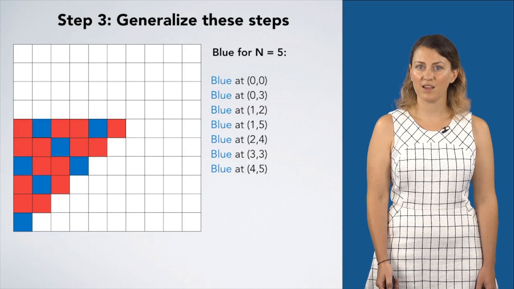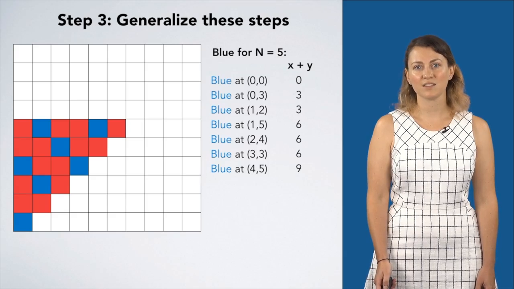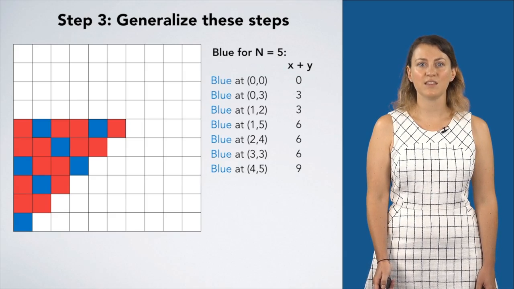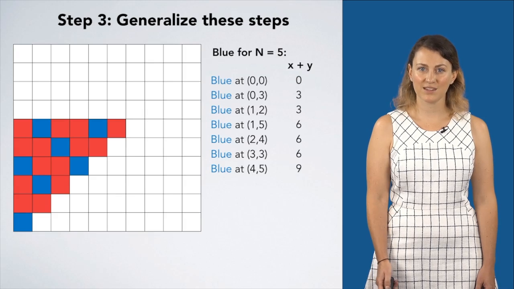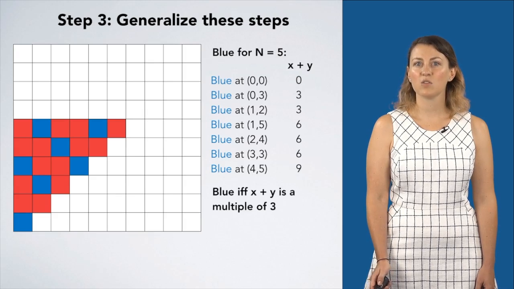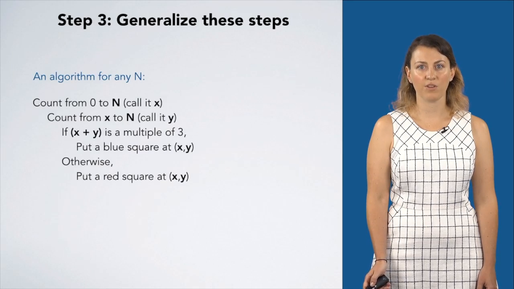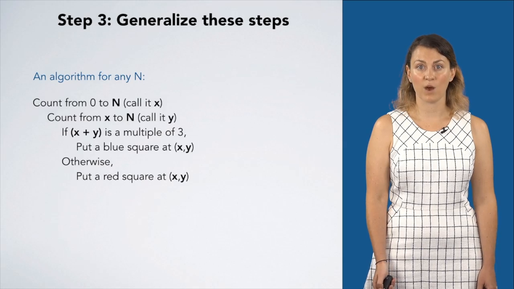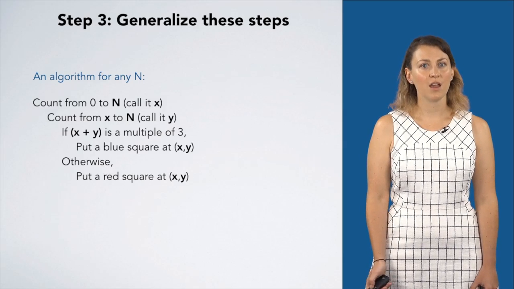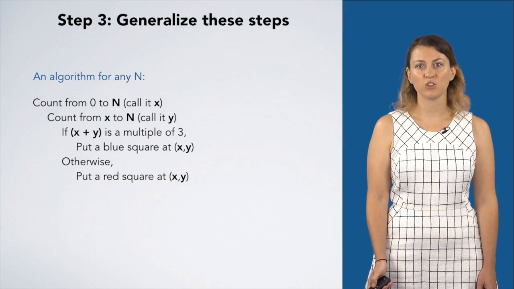Now you look at the pattern and see what you come up with, and this is mostly your ability to look at numbers and find patterns. If we add the x and y coordinates together, we see that they are 0, 3, 3, 6, 6, 6, and 9. So the pattern here is we draw a blue square if and only if x plus y is a multiple of 3. Now we can go back to our algorithm and specify: if x plus y is a multiple of 3, we put a blue square at x,y. Otherwise, we put a red square at x,y. This algorithm looks pretty good, but we will want to do step 4 and test it, shown in the next video.